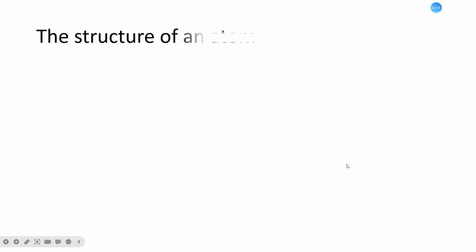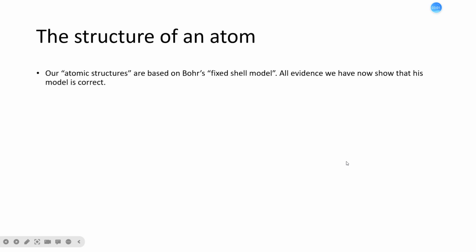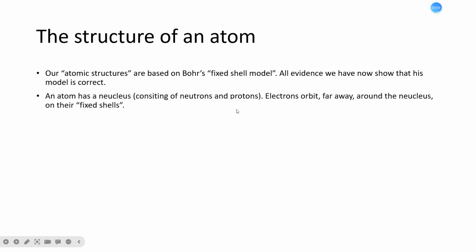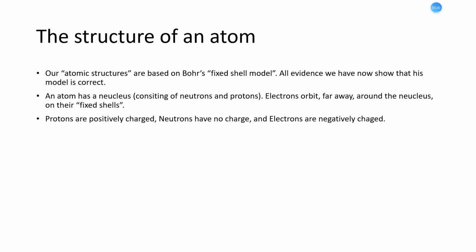The structure of an atom. Our atomic structures are now based on Bohr's fixed shell model. All evidence we have now shows that his model is correct. An atom has a nucleus consisting of neutrons and protons, of course. Electrons orbit far away around the nucleus on their fixed shells. Protons are positively charged, neutrons have no charge, and electrons are negatively charged.